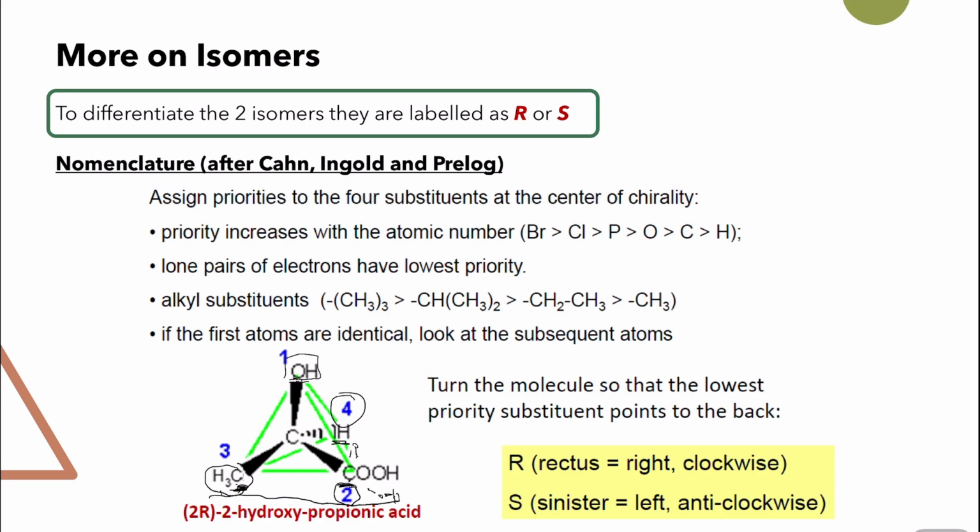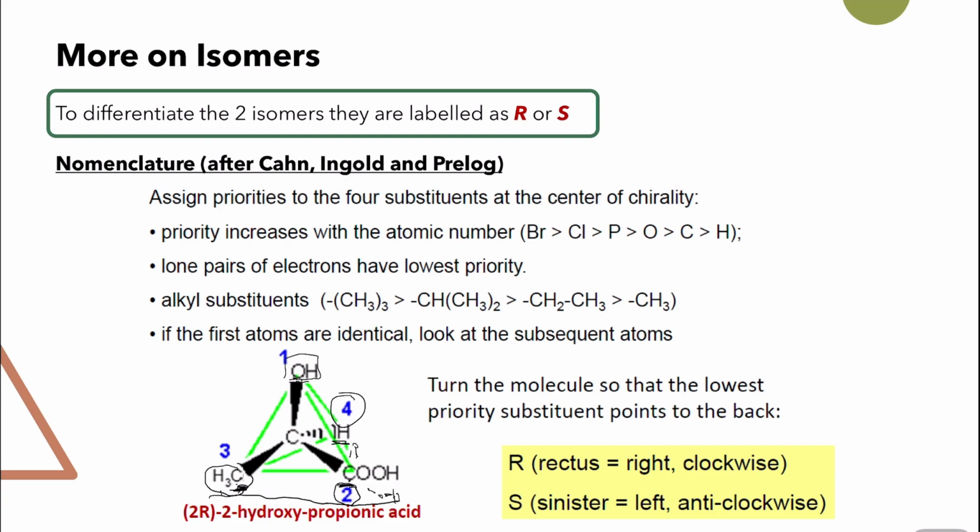Now, after we have given all our groups numbers, there is an important rule: because this is a tetrahedral structure, only 3 groups can be in one plane, and the fourth group has to be in a different plane.